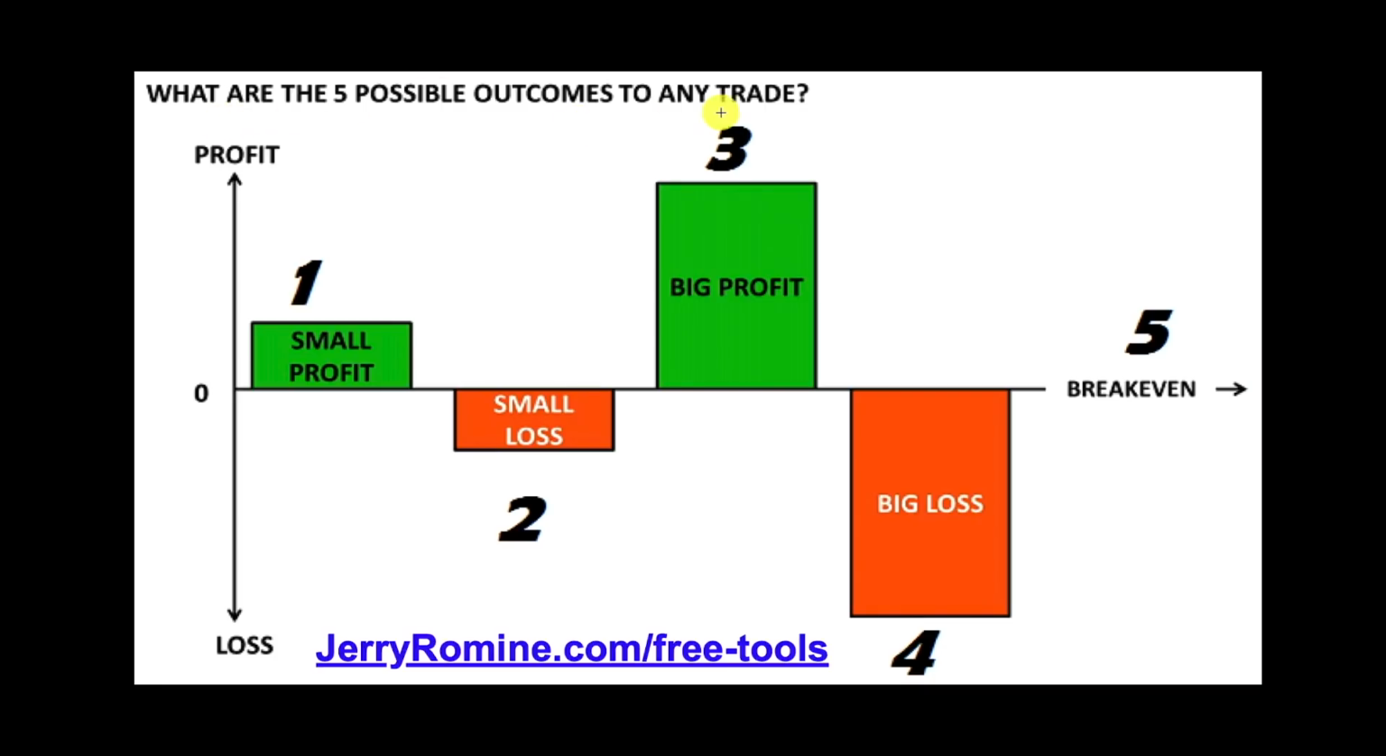What are the 5 possible outcomes to any trade? Number 1, you can have a small profit. Number 2, you can have a small loss. Number 3, you can have a big profit. Number 4, a big loss. And number 5 is break even. All you have to do to become a better trader is eliminate the big losses.